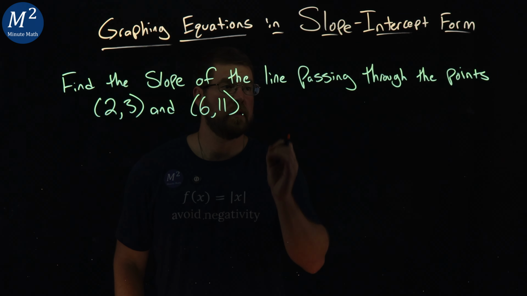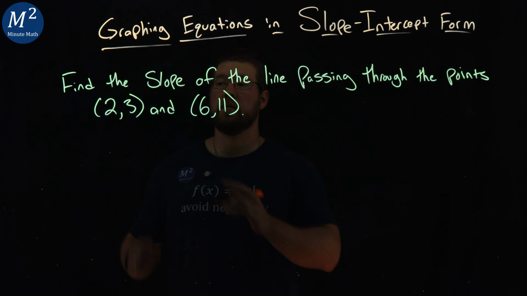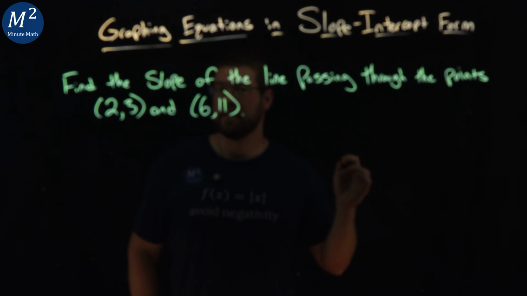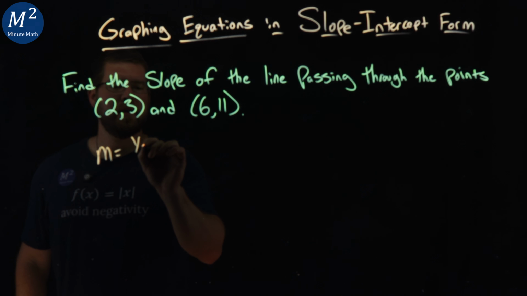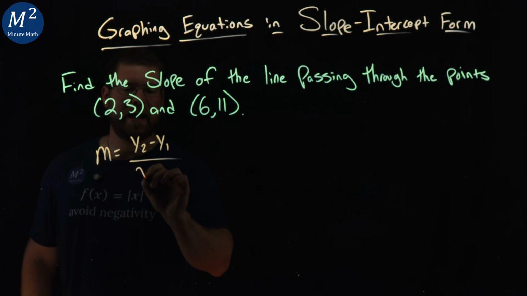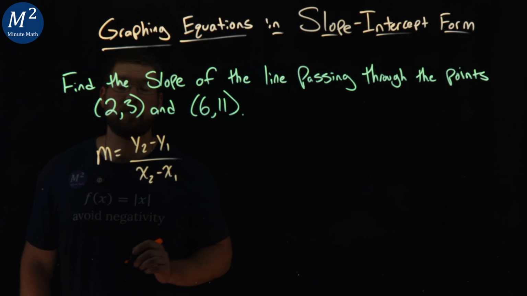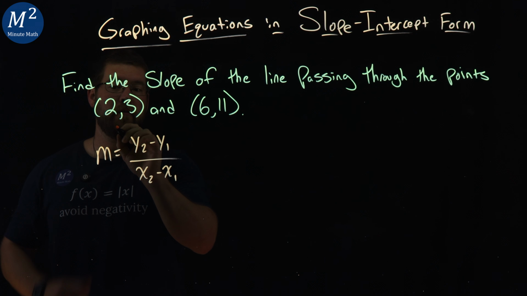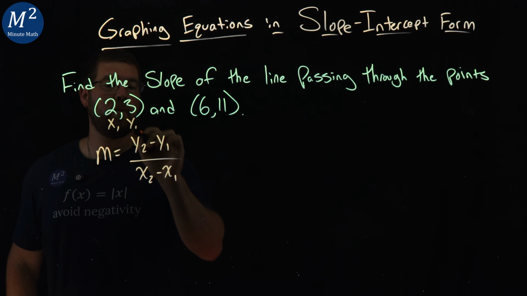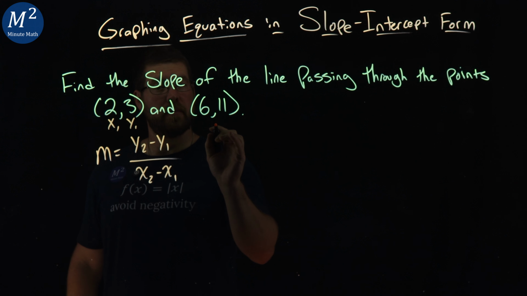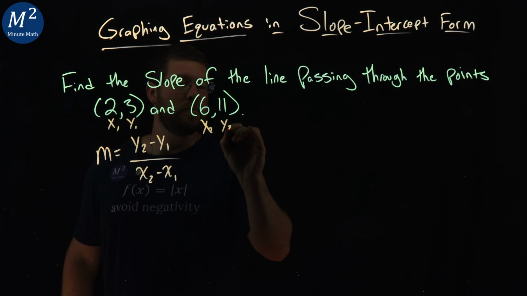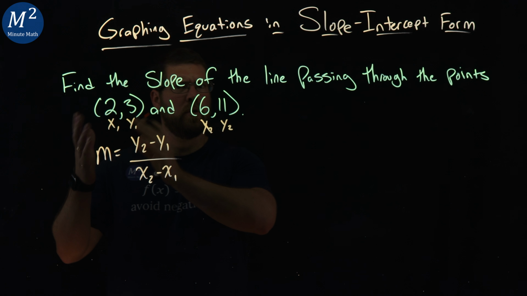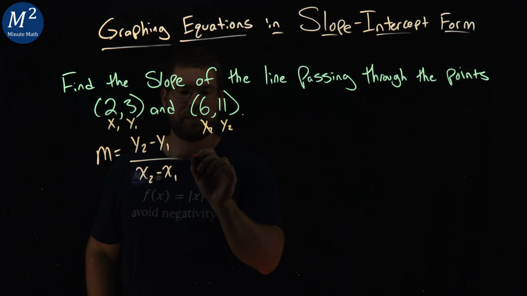Find the slope of the line passing through the points (2, 3) and (6, 11). We know our slope is (y2 minus y1) over (x2 minus x1), that formula. Let's make (2, 3) our first point, x1, y1, and (6, 11) our second point, x2, y2. Now, it doesn't matter which one is point 1, point 2, just keep it the same.